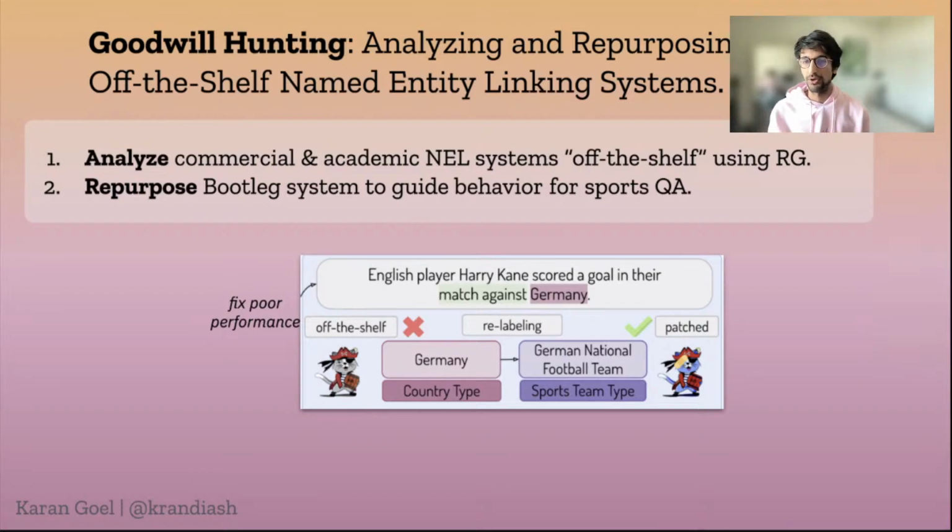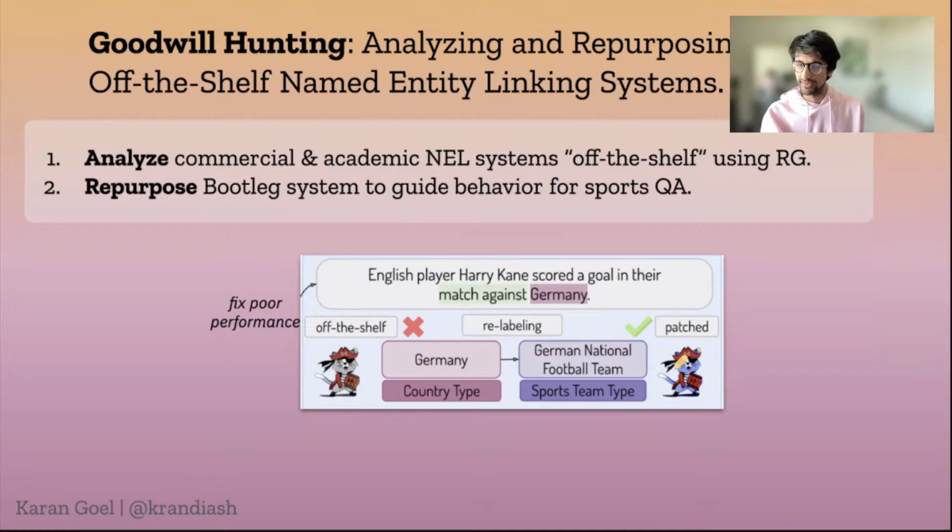Here, the particular problem that we're looking at is, let's say you have a sentence like, "English player Harry Kane scored a goal in their match against Germany." There are a lot of contextual cues here that tell you that Germany refers to a national football team. It does not refer to the country. This is a common kind of confusion in named entity linking because there's a certain degree of disambiguation you have to do, and often you have to rely on context in order to do that.